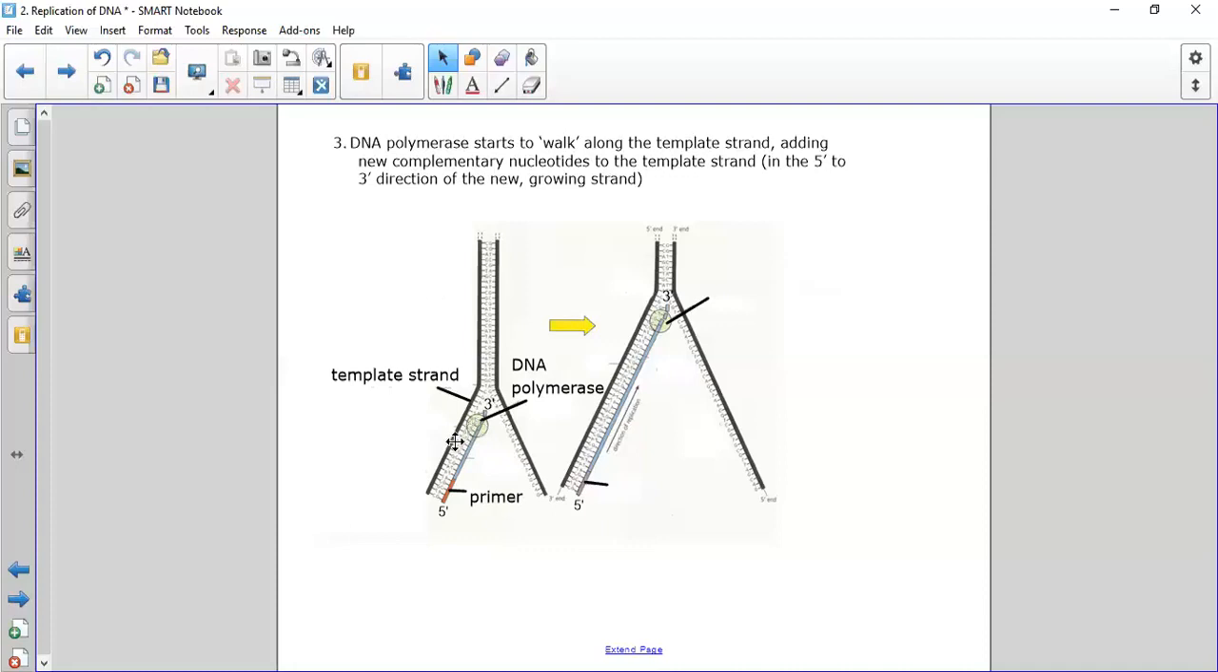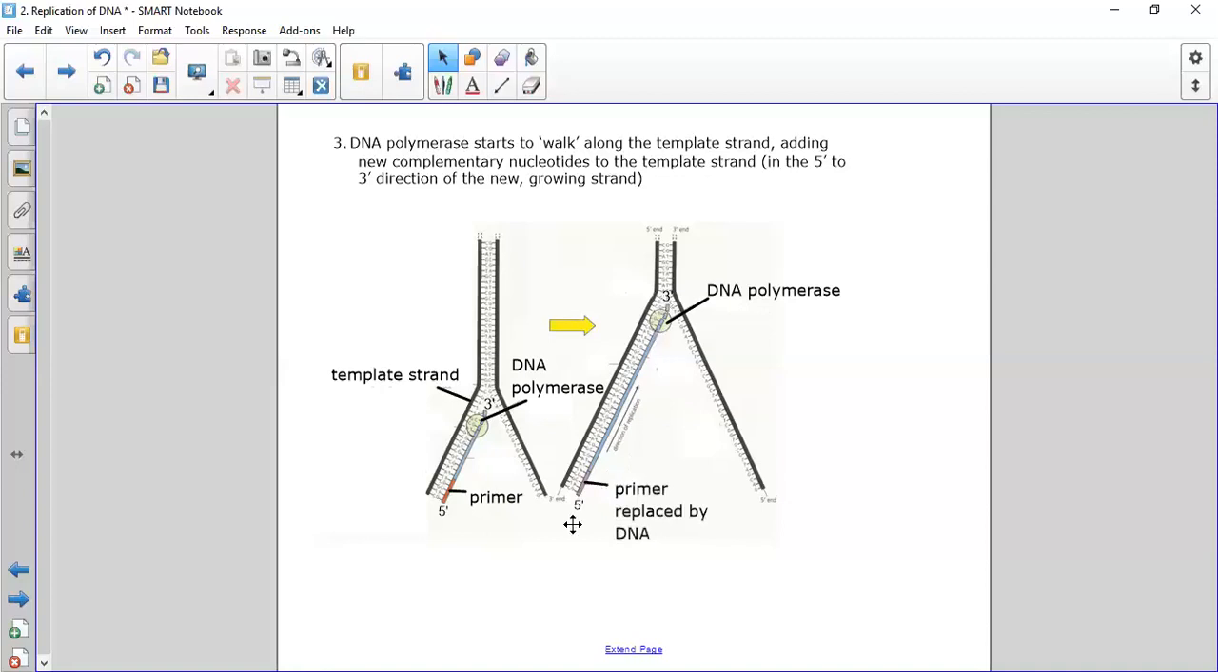So if there was an A on this, it will add a T on this side. If it was a C on this side, it will add a G on this side, and so on. And then this diagram is just showing it a little moment later, and look how far up the DNA polymerase has got. Okay, it's just continued to walk up, adding more free nucleotides.